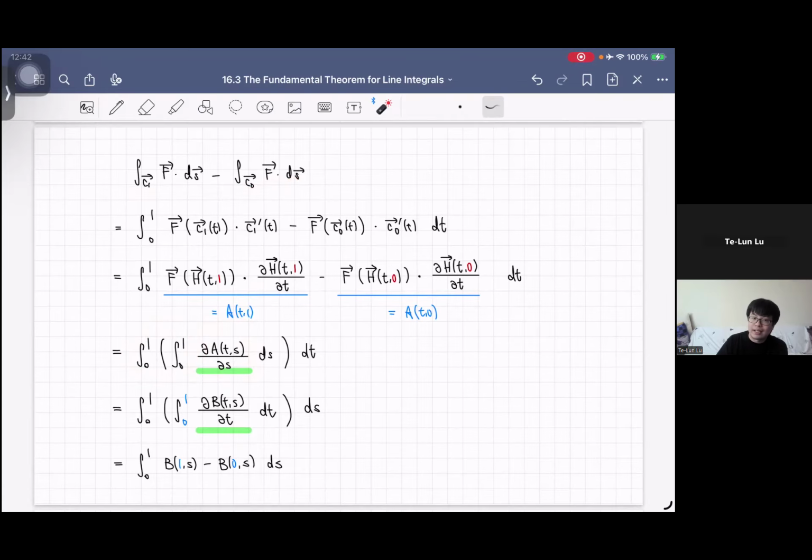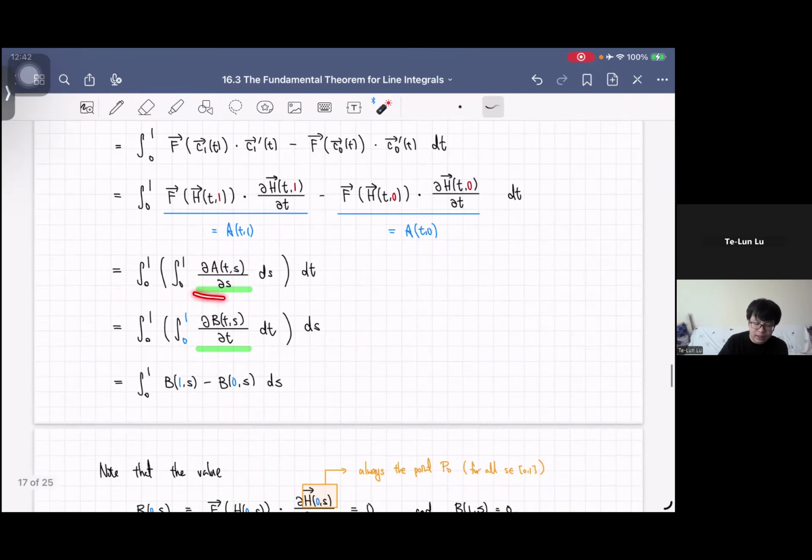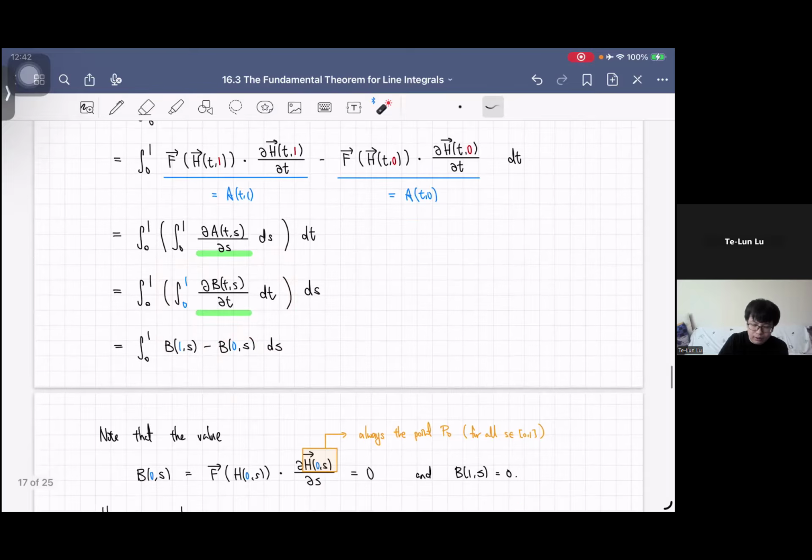Now, it is useful for our previous identity. We see that partial A partial S is given by partial B partial T. And we change the order of integration because this is only the square [0,1] times [0,1]. So it is no big deal to change the integration from dt to ds. And by the fundamental theorem of calculus again, this becomes the integral of B(1,s) minus B(0,s) ds. However, let us see what B looks like.